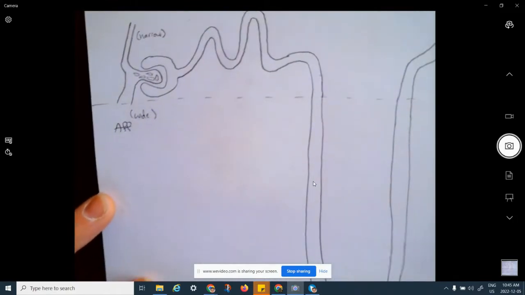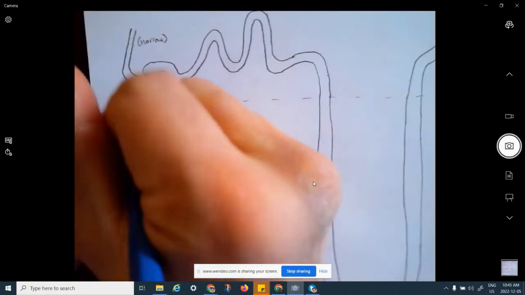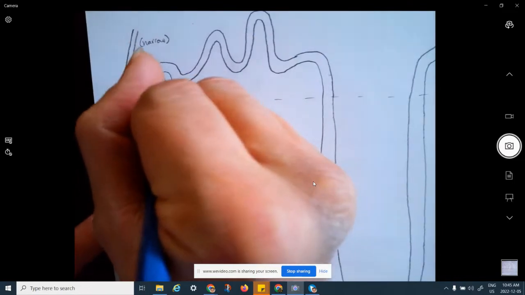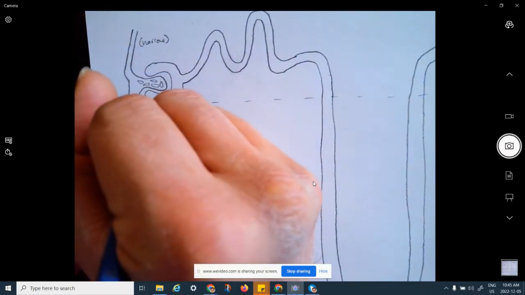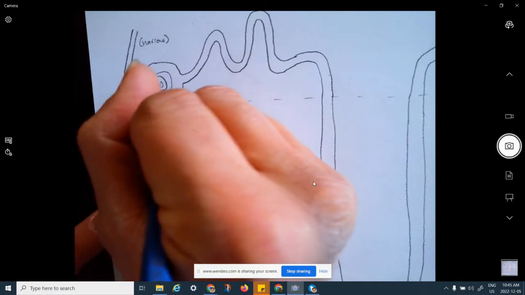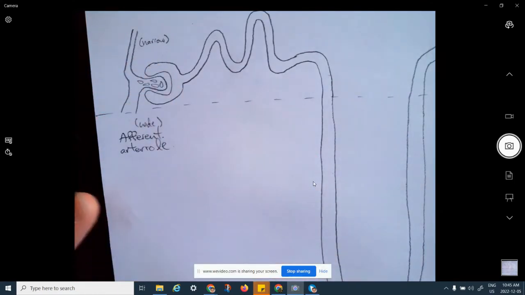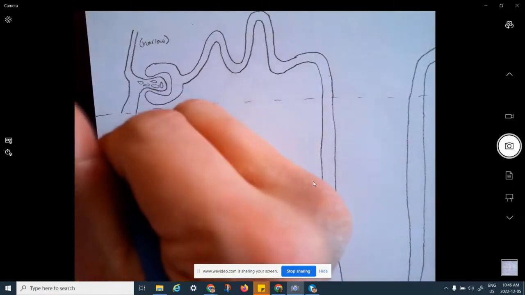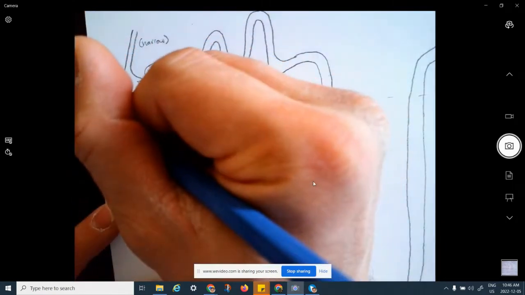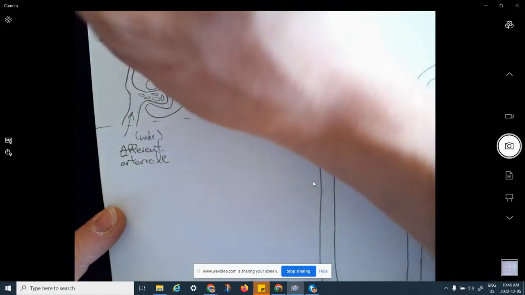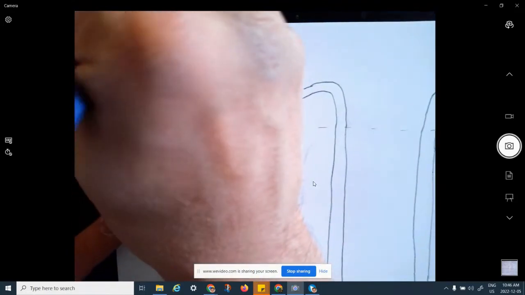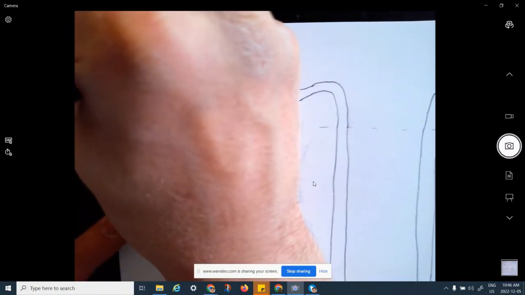I'm going to zoom in a little bit more. This is the afferent arteriole, ARTERIOLE. Make sure you just hold off for a second. This is the afferent arteriole, so blood goes in this way here. And the narrower part here, this is the efferent arteriole.